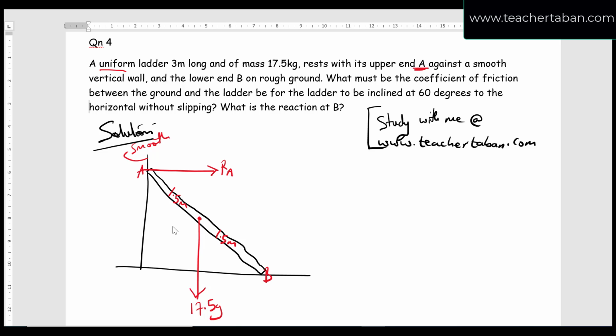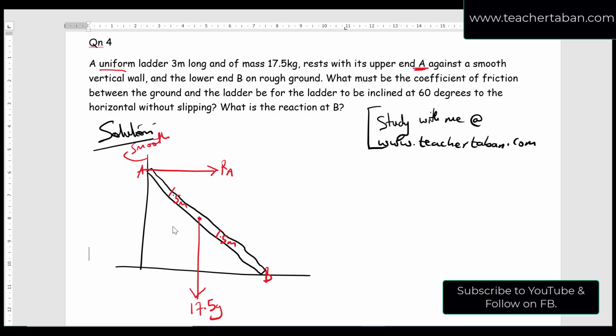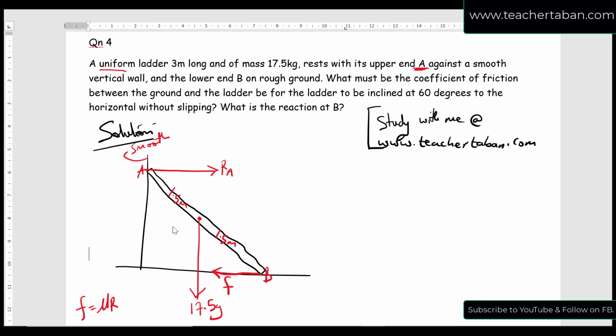So since it is rough and it is tending to slide this other side, then there must be a frictional force which is opposing that motion. And that frictional force acts in that direction there along the ground. That is our F. So our F is given by mu times the R, and R is the normal reaction at this point here. I'll call this one my normal reaction, RB, like that.